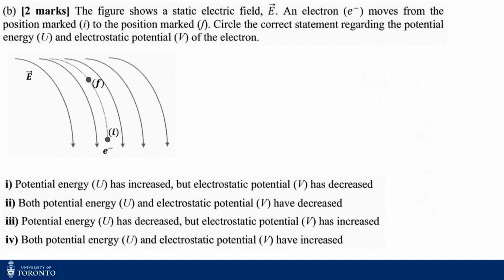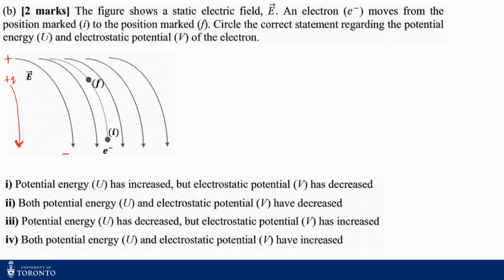And here we see an electron is moving opposite to the direction of the electric field. So therefore, the electric field direction shown here is going from positive to negative, and it's moving uphill towards the positive terminal, right? So if we have a positive charge, it moves along the electric field lines, right? So therefore, the potential reduces and the potential energy also reduces.